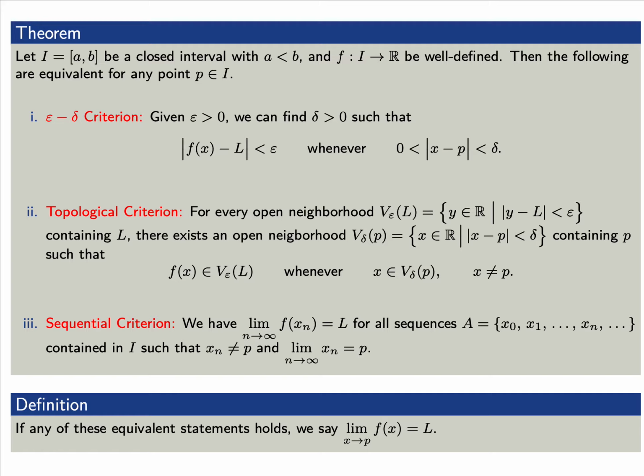Any of these three equivalent statements, that is the epsilon-delta criterion, the topological criterion, or the sequential criterion, if any one of these holds, we will say that the limit as x approaches p of f of x equals L. Later, we're going to use this to define what it means to be continuous in a slightly different way.